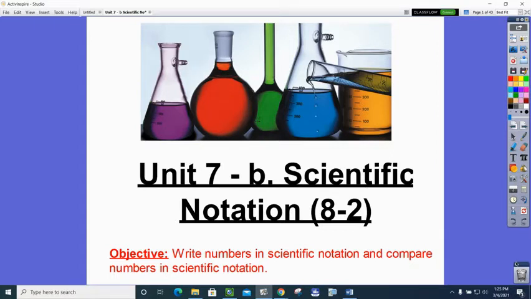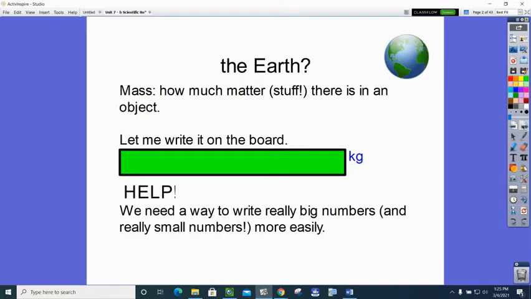So we're just going to take a little break to remind ourselves and/or learn what scientific notation is. We're going to write numbers in scientific notation. We're going to take numbers that are in scientific notation and write them in standard notation. And we're also going to compare numbers that are written in scientific notation. So we have to start with the question, what is scientific notation? And what is it useful for?